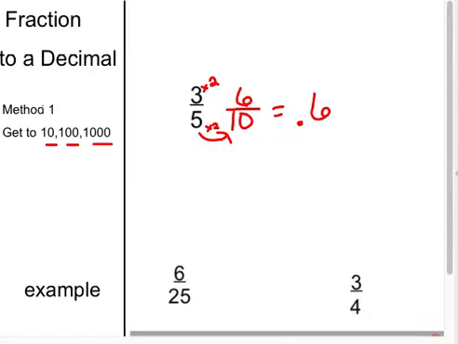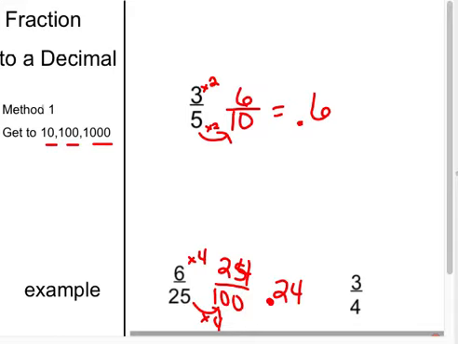So go ahead and try these two. Get them to be tenths, hundredths, or thousandths. Okay, let's take a look. Well, 25 can't go to 10, but it can go to 100 by timesing 4. So 6 times 4 is 24. So now I have 24 and I need it in the hundredth spot. So tenths, hundredths it is. So it's 0.24.